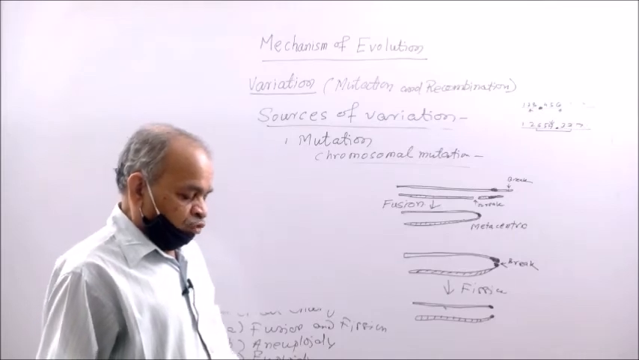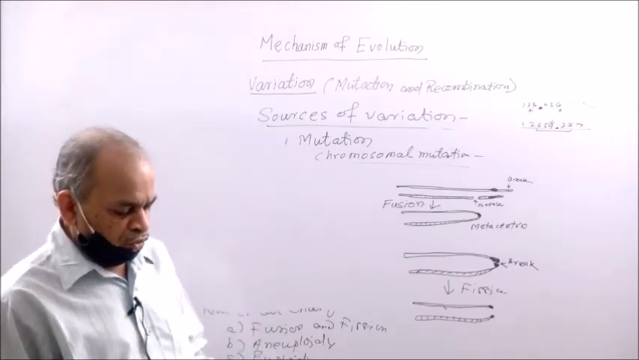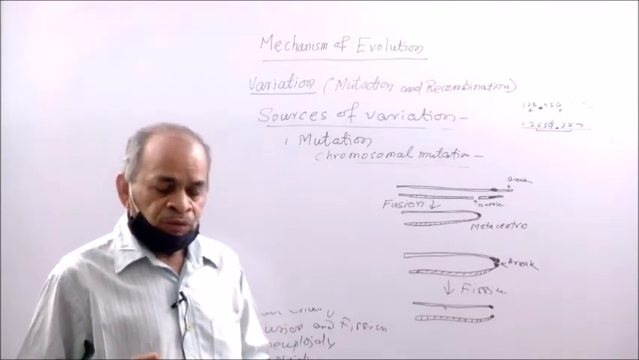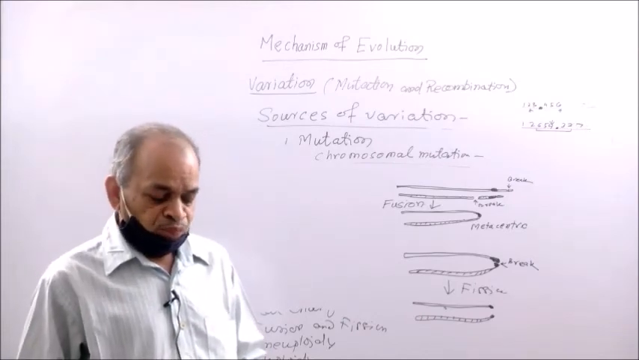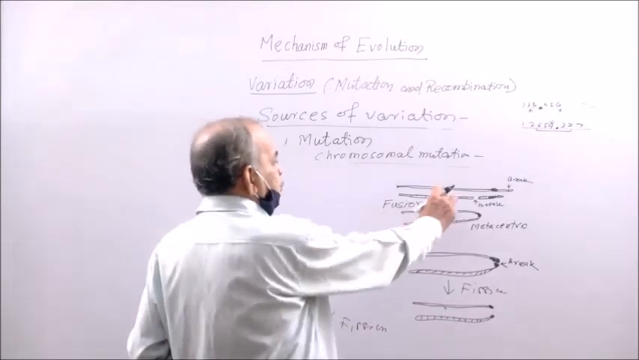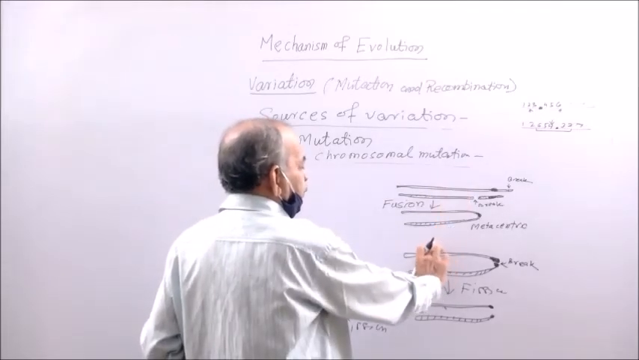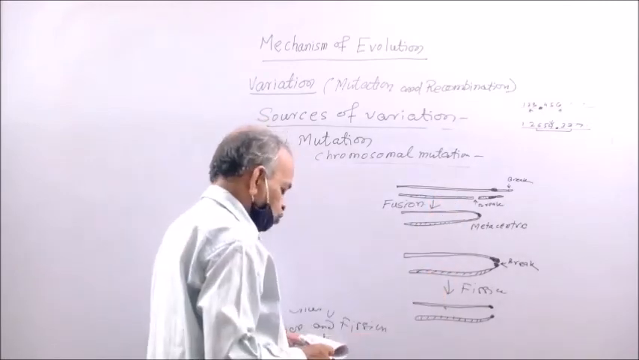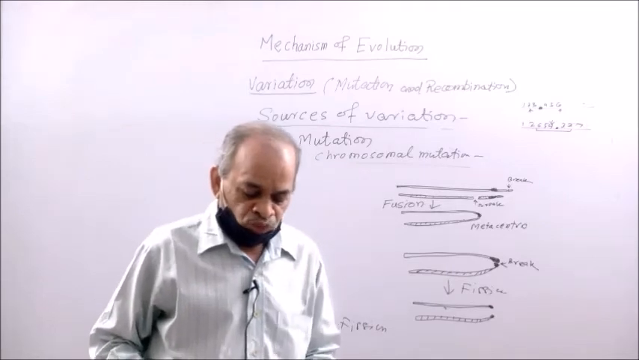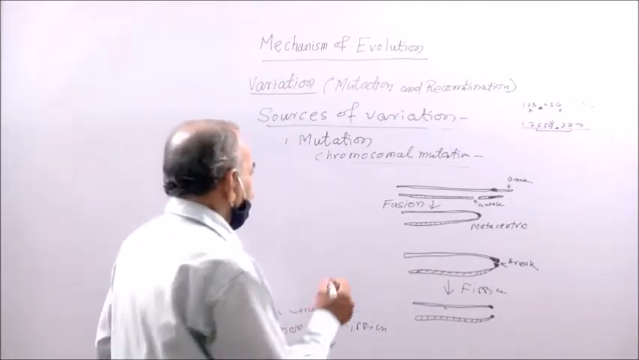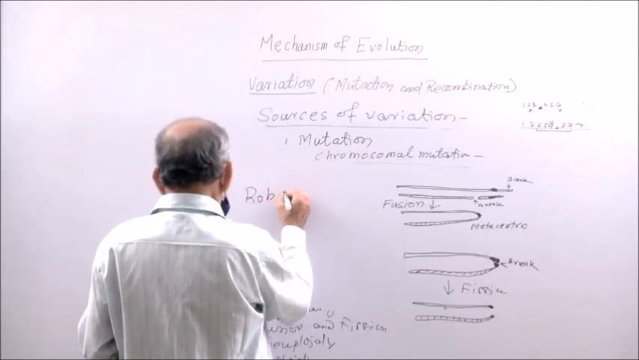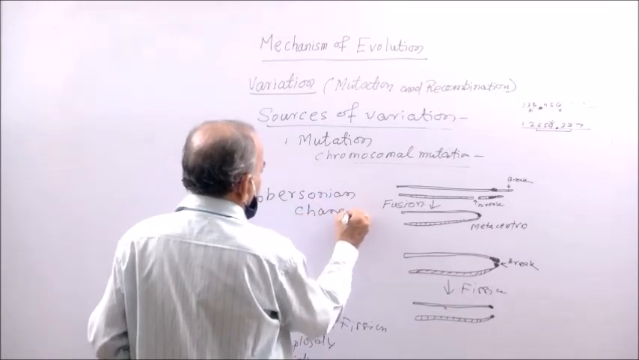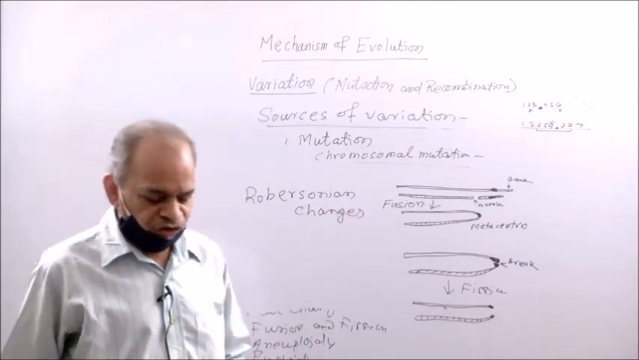Fusion reduces the chromosome number, whereas fission increases the chromosome number. You can see here in fusion, two chromosomes become one. Here in fission, one chromosome becomes two. So one reduces the chromosome number, the other increases it. These are known as Robertsonian changes.